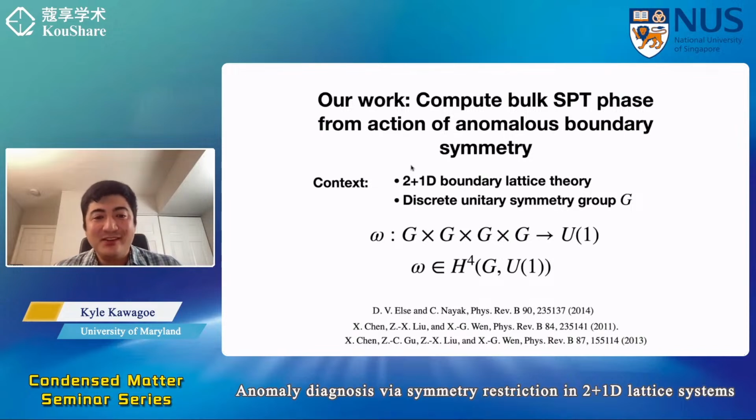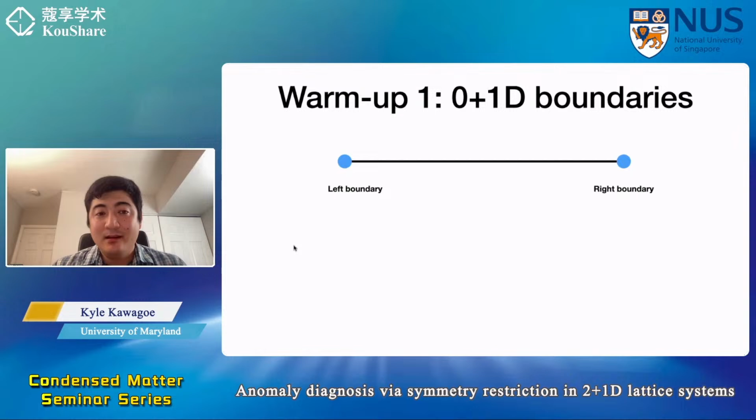So just to reiterate, we're going to be looking at discrete unitary symmetry. So we're not looking at something like O(2). We're looking at things like Z4, for instance, and we're only looking at unitary symmetries, no anti-unitary symmetries, at least for this talk. So our goal is to compute the function omega. We'll do two warm-ups, starting with 0+1D boundary theories, then 1+1D boundary theories, and those are things that are known. Then we'll present the procedure for computing the anomalies in 2+1D boundary theories.